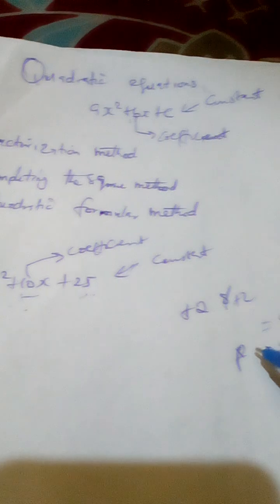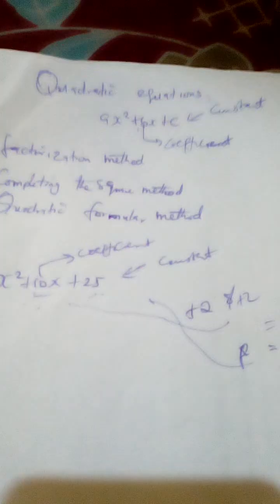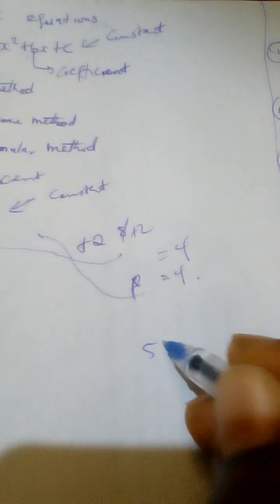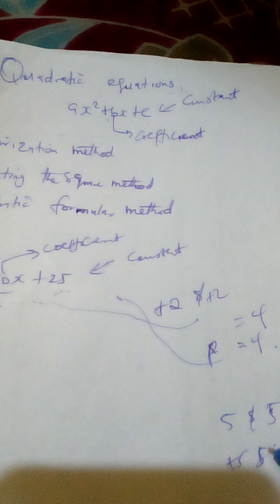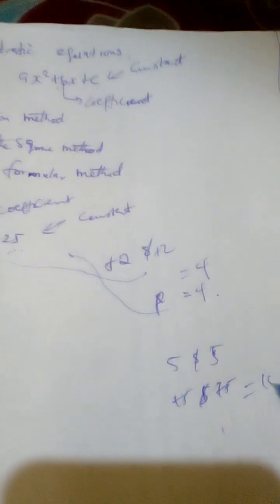But you see that the product is not the constant, and their sum is not the coefficient. So for us to get those two numbers, we'll keep on trying. Let's use 5 and 5. When you add plus 5 and plus 5 together, you have 10, which means this is the coefficient.